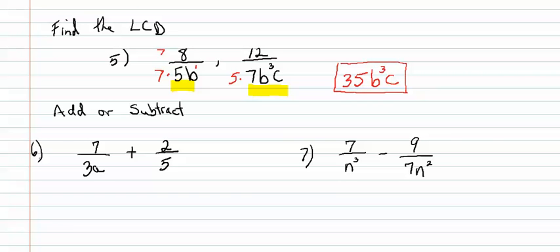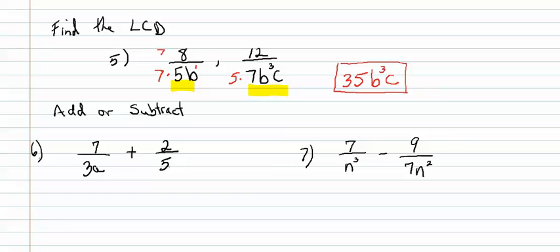Alright, number 7, we're going back to adding and subtracting fractions. Now in this one, do we have a common denominator? And we don't. So I look at my 5 and I have a 3. Can I do anything to 3 to make it a 5? Can I do anything to 5 to make it a 3? And the answer is no.